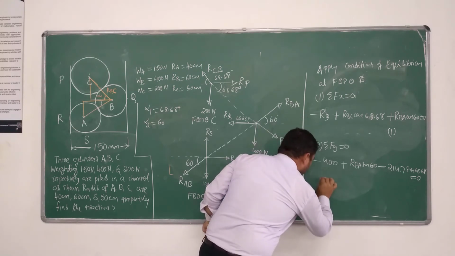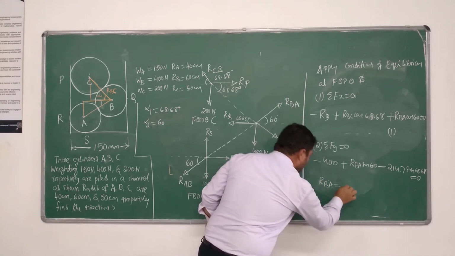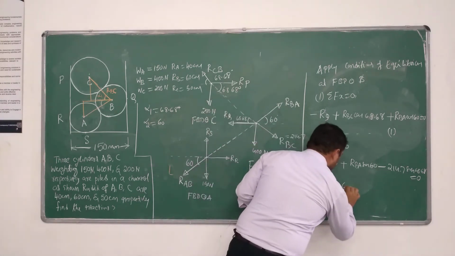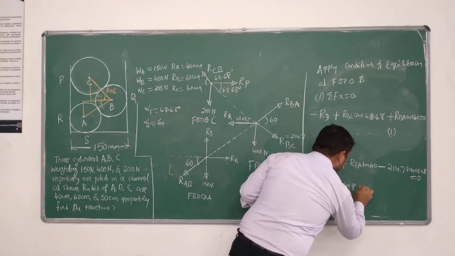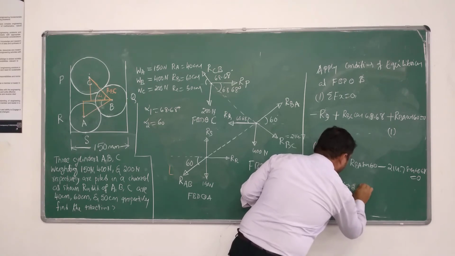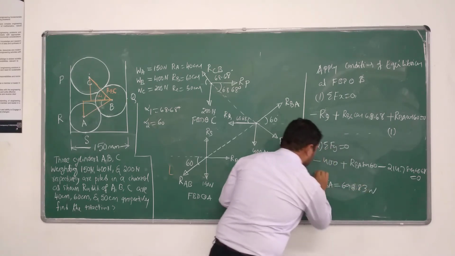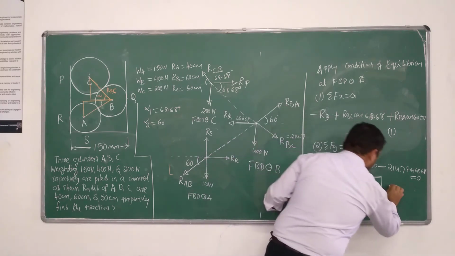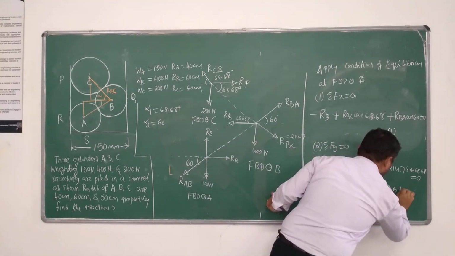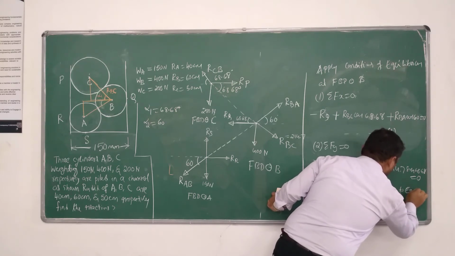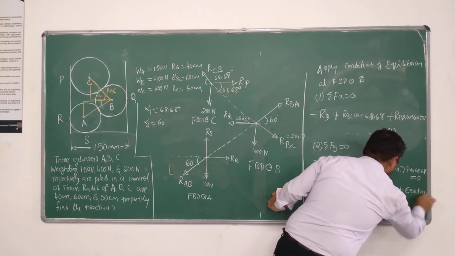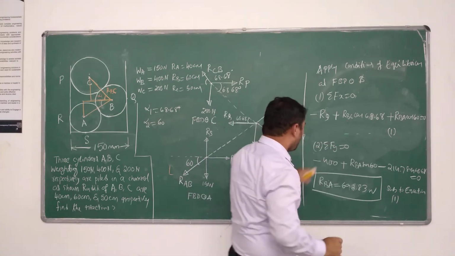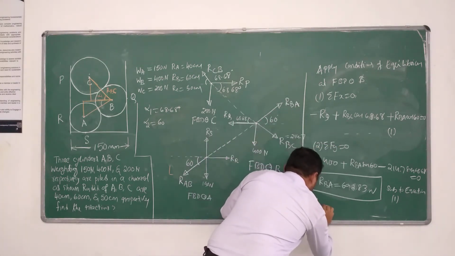Therefore, the value of RBA works out to be 692.83 Newton. Substitute this value into equation number 1, and you get the value of RBC.